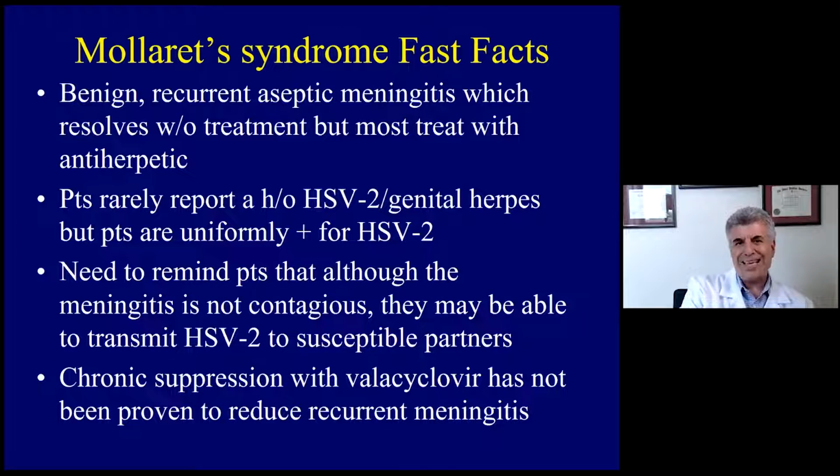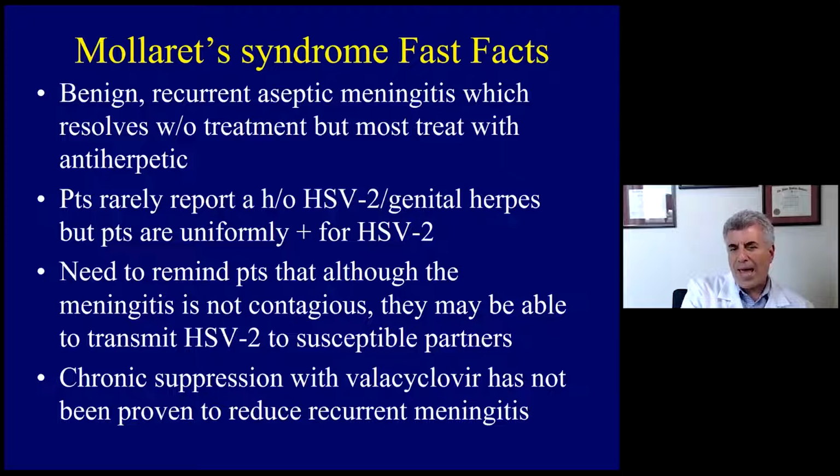So what are some of the key take-home points? Mollaret syndrome is otherwise known as benign recurrent aseptic meningitis, which resolves without treatment. But most do treat with antiherpetics. Patients rarely report a history of HSV2 or genital herpes, although occasionally they do. But these patients are uniformly positive on HSV2 IgG.